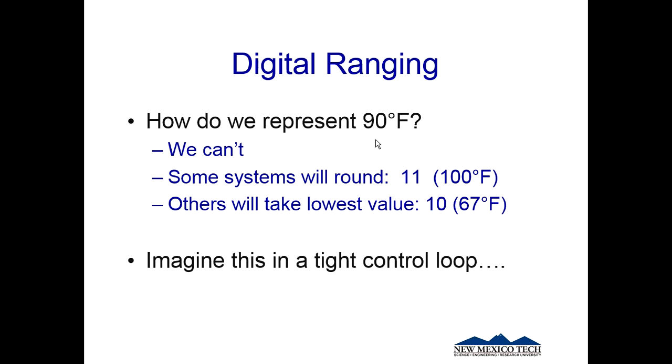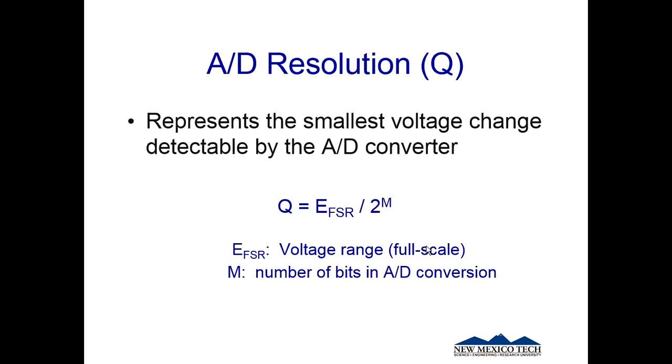So you can imagine if this is in a control loop where we're saying, if it gets above 90, turn on a cooler. If it gets below 90, turn on a heater. But then if we only can represent this as a 11 and a 10, this is going to be disastrous. And so that's what this whole discussion about instrumentation is about, and why we care about digitization, as it's called.